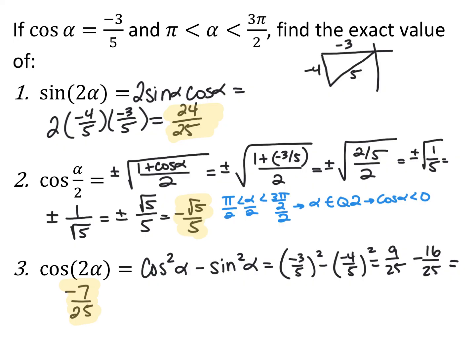Cosine of 2 alpha, you can use any of the 3. A lot of times if I'm doing this, I would pick the one that only had cosine in it, the 2 cosine squared minus 1, since I'm given cosine. In this case, I've already found sine, so it doesn't matter, but I use the cosine squared of alpha minus the sine squared of alpha, where cosine of alpha is negative 3/5, sine of alpha is negative 4/5. I squared them, subtracted, and get negative 7 over 25.